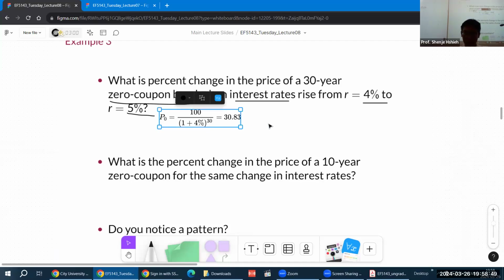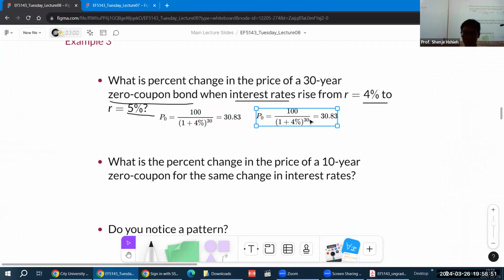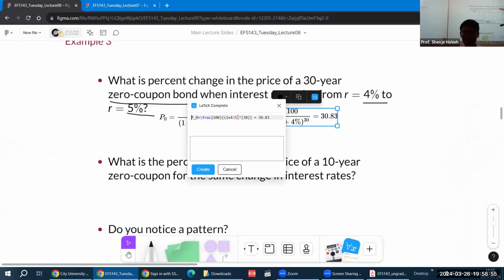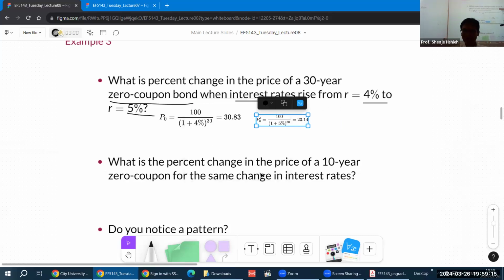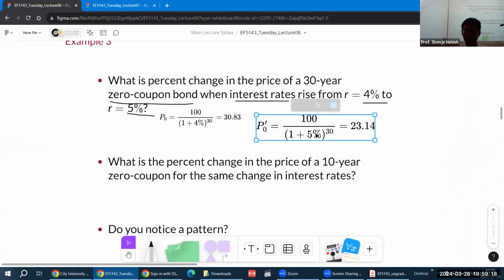Okay, so now I can kind of just copy it. The difference now is we're changing the 4% to a 5%, right? Everything else is the same. If you compute this with your calculator, you should get a number that's 30.14. And let me put a prime, a dash or apostrophe, on the P to indicate that it's a different price.